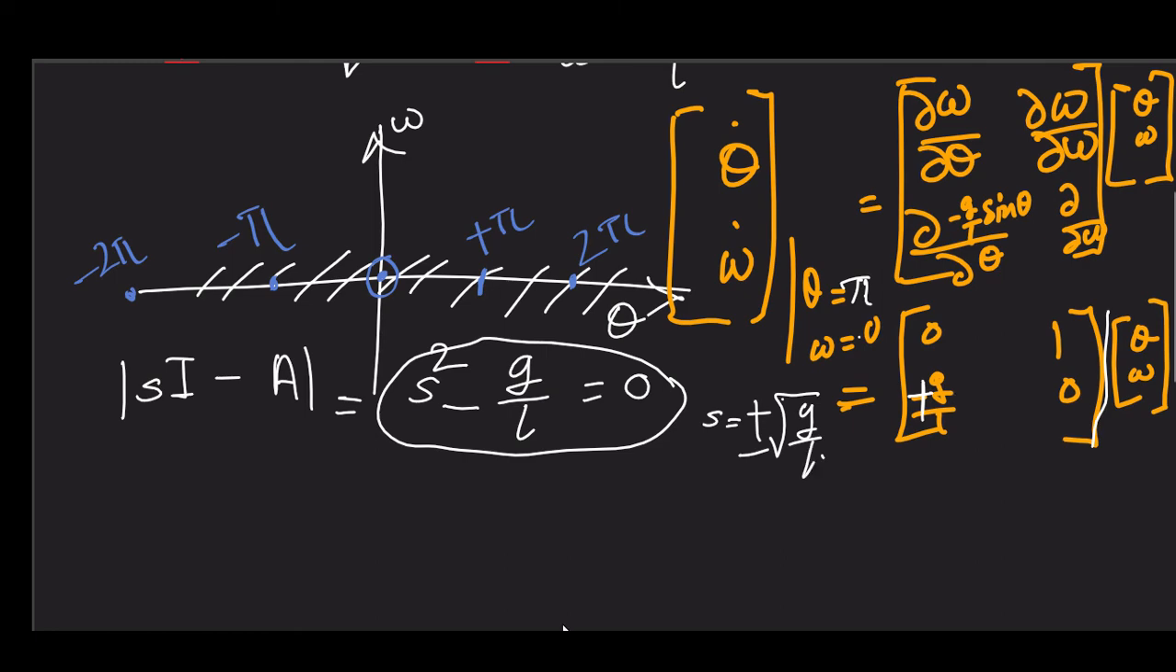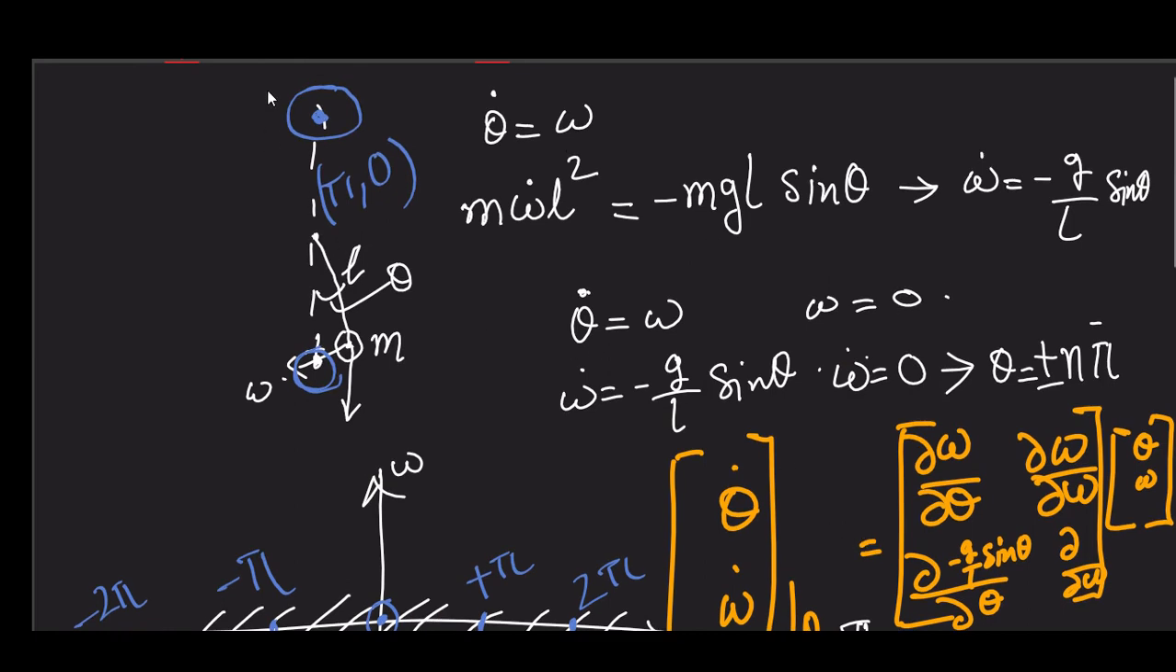So clearly, for the upright position you have two distinct roots, one at plus and another at minus. These two roots give you the information that this is an unstable system because of the presence of a positive root. So all this we can extract from linearization.